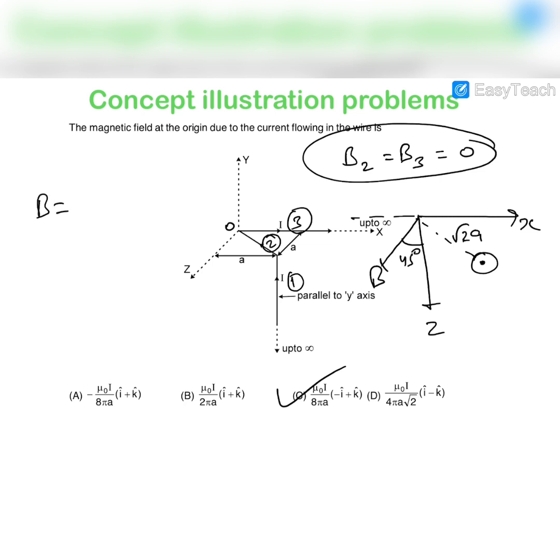So the value of B will be mu naught I by 4 pi a, where a will be root 2a. If we take the components of this B in Z and in X, then BZ will be equal to B by root 2, and BX in the backward direction will be equal to B by root 2, and B by root 2 is mu naught I by 8 pi a. So the answer would be C. Now let us move on to the next question.